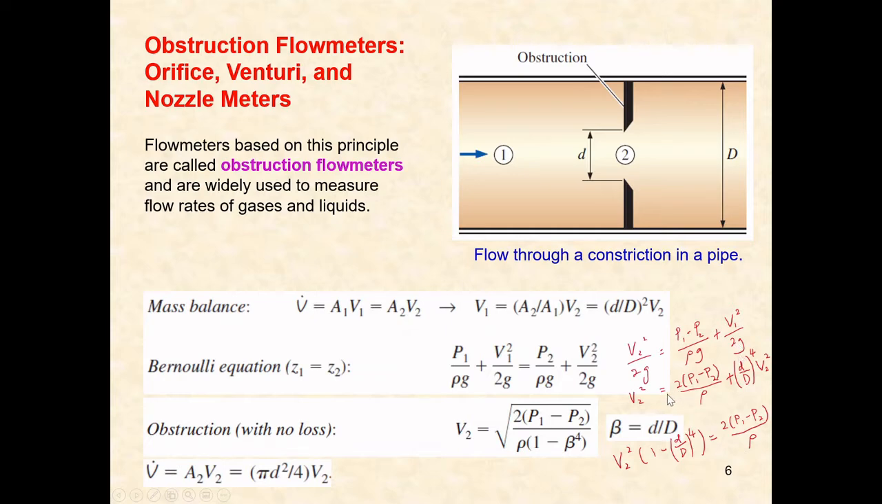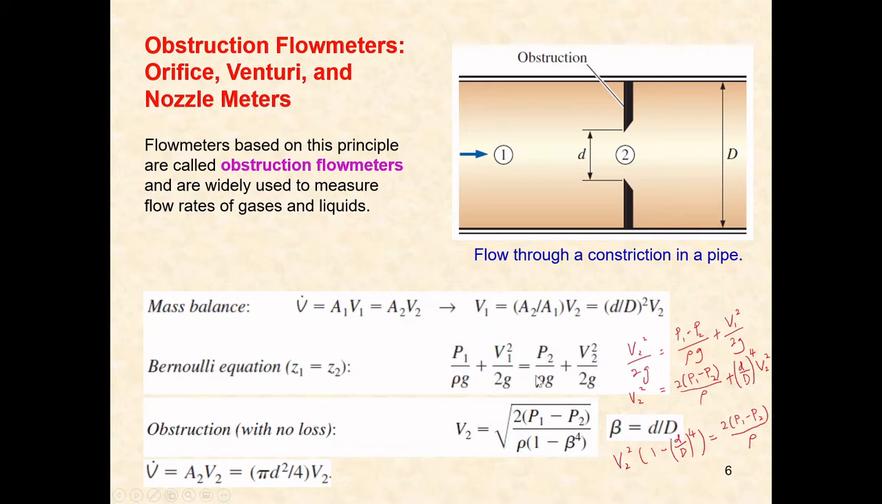And then we can simplify this equation further by replacing V1. So V1 will be given by this equation. We put it here, and we get something like this: small d over big D in the bracket to the power 4, multiplied by V2 squared. Then we can simplify it further and turn it into these forms of equation. So this is an obstruction with no loss.